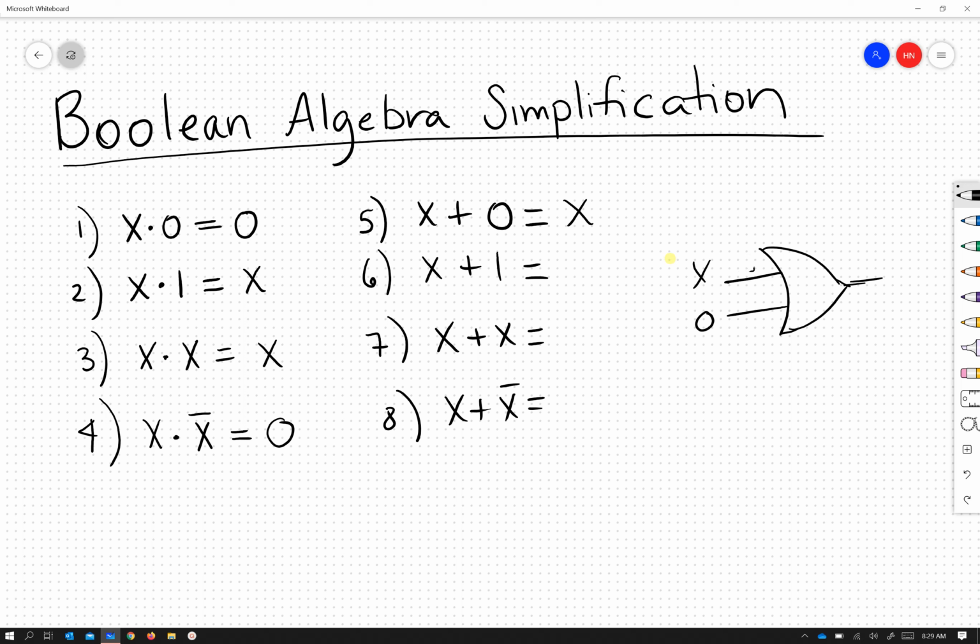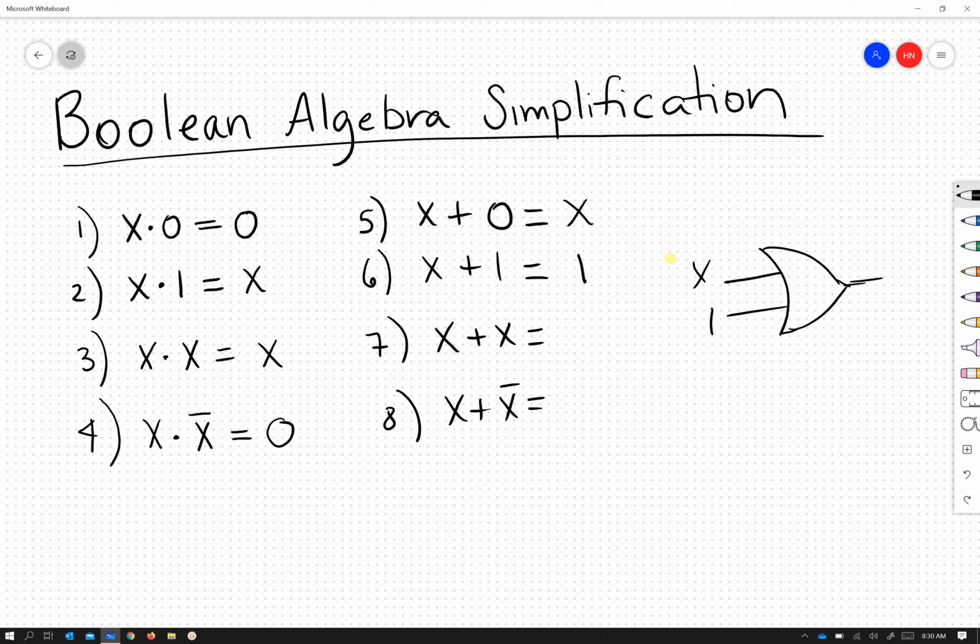Now, however, for number 6, if the bottom signal is a 1, then X doesn't really matter. Whatever signal's coming to the other input of the OR gate, it could be a very complex equation. It could be X, I just called it X, but it can be any signal. The bottom signal, if it's 1, it doesn't matter what X is. So you have for sure a 1 in there. So it's always going to be on. This 1 is just going to pass right through.